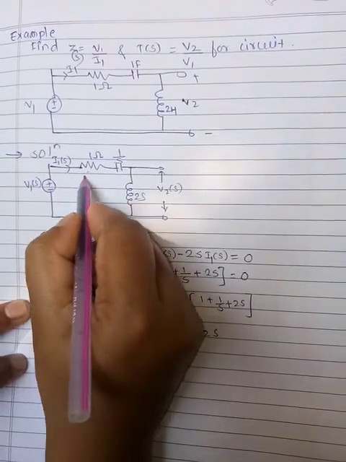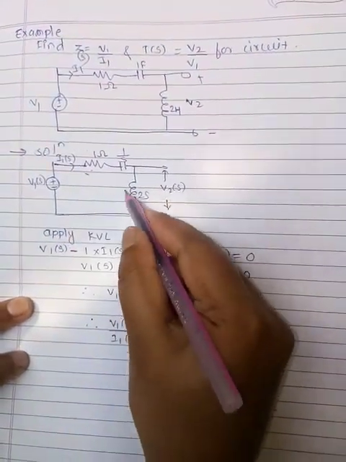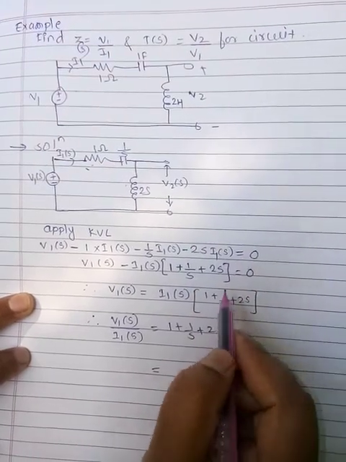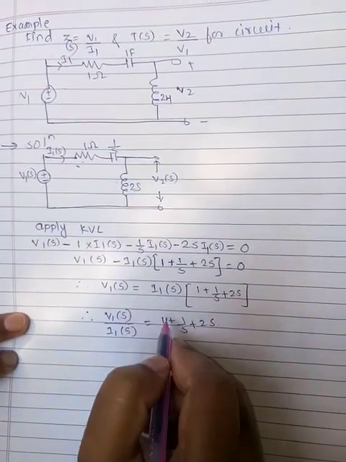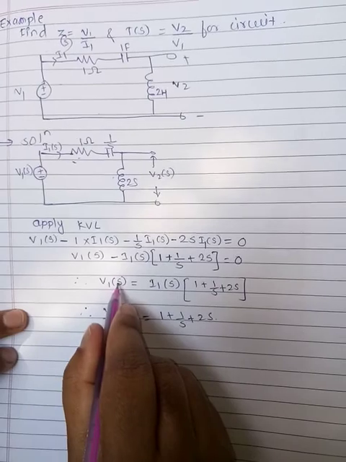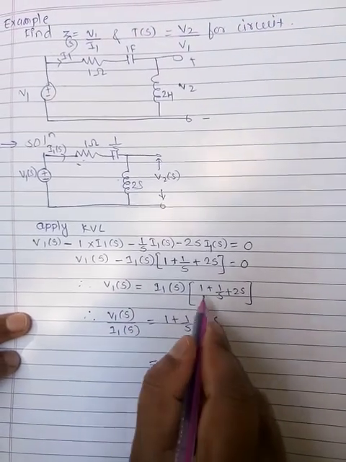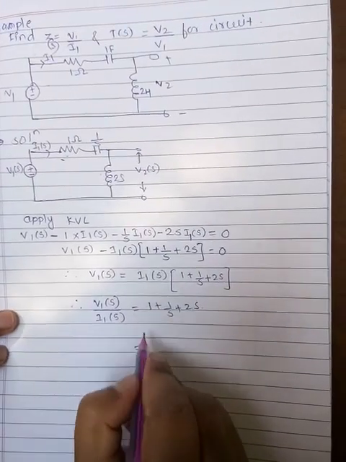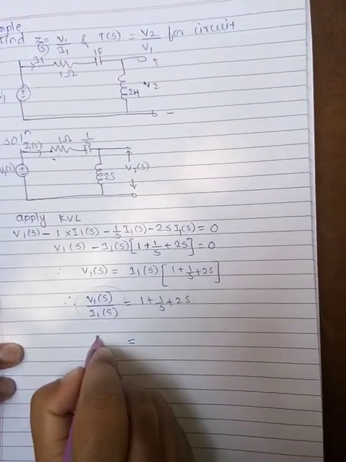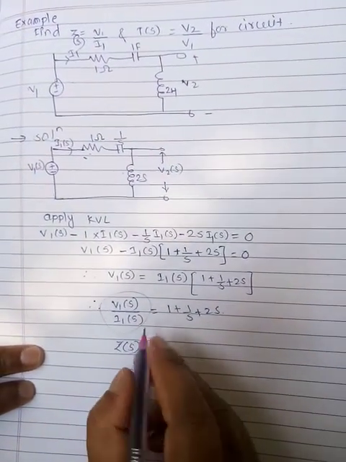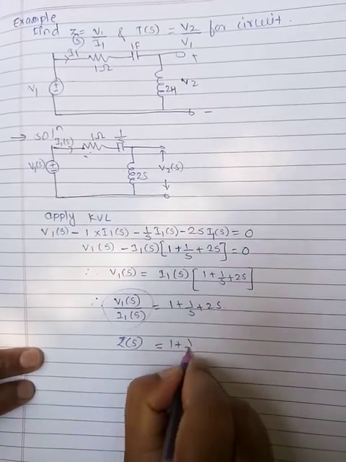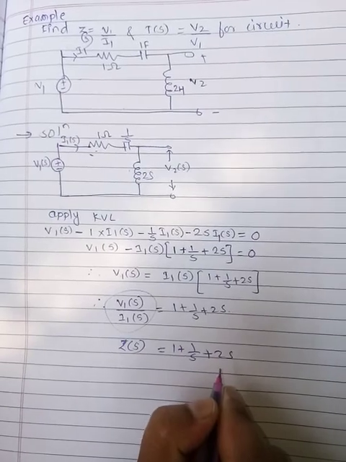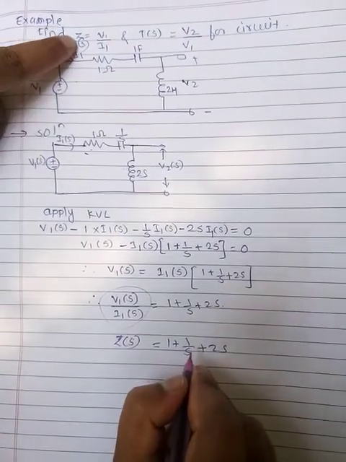V1(s) minus 1 into I1 minus (1 upon s) I1 minus 2s I1(s) is equal to 0. Okay, after simplification you will get V1(s) is equal to I1(s) times (1 plus 1/s plus 2s). Okay, by taking the ratio, as we know that this ratio means Z(s). Z(s) is equal to 1 upon (1 plus 1/s plus 2s). Okay, now we have got the first answer.